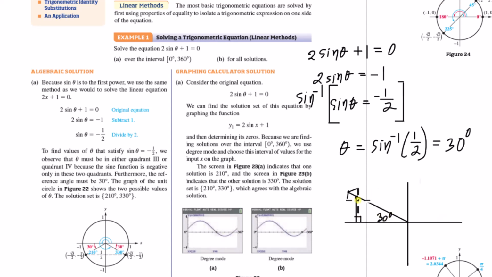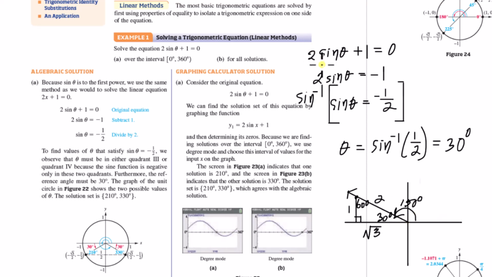So 30, 60, 90 triangle. We've got 1, root 3, 2. So this angle is 150 degrees. So the answer to part A is 30 degrees and 150 degrees. That's the answer to part A. The answer to part B is 30 degrees, 150 degrees, and any angle coterminal with 30 and 150.